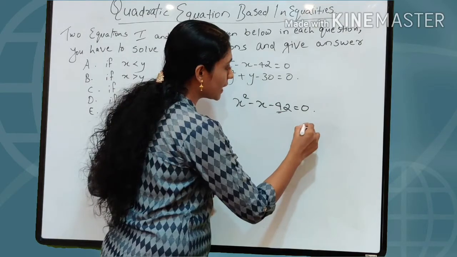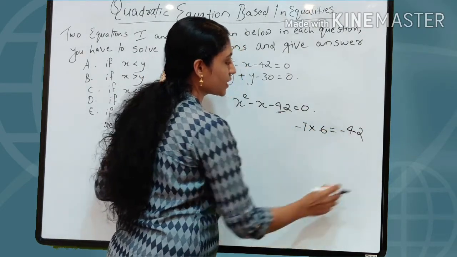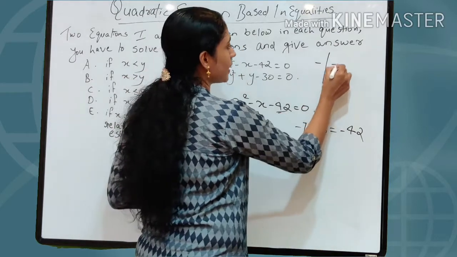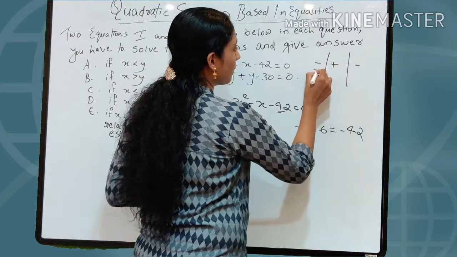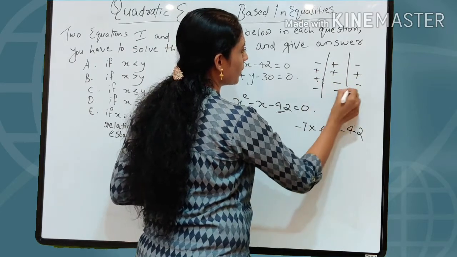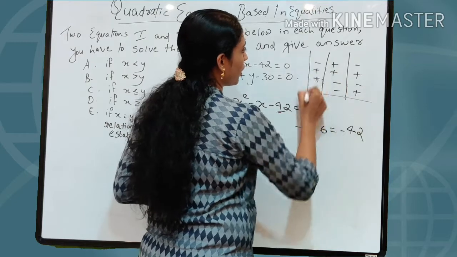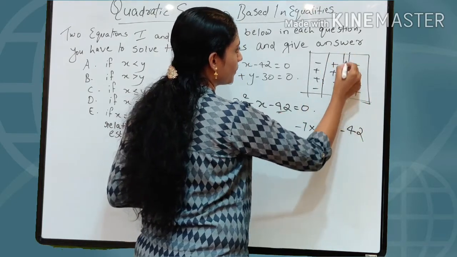When we do minus 7 into 6, it is minus 42, right? Because when minus and plus come, it is minus. And when plus and plus, it is plus, and when plus and minus, it is minus. When two minuses come, it is plus. You have to make sure of this concept, okay?